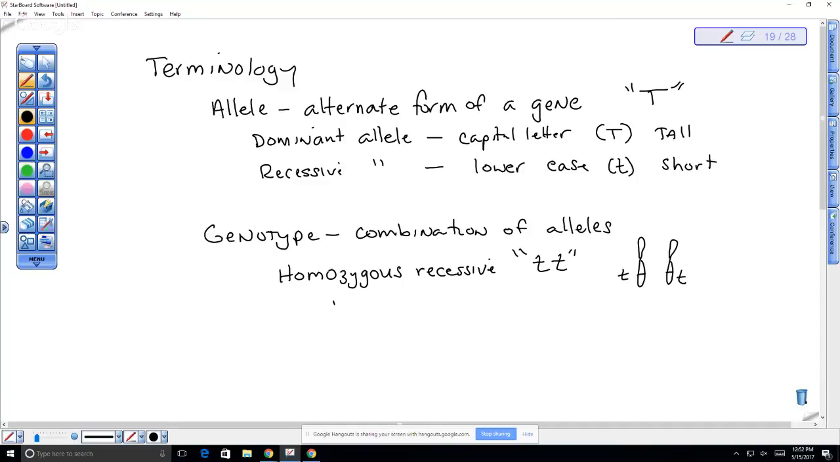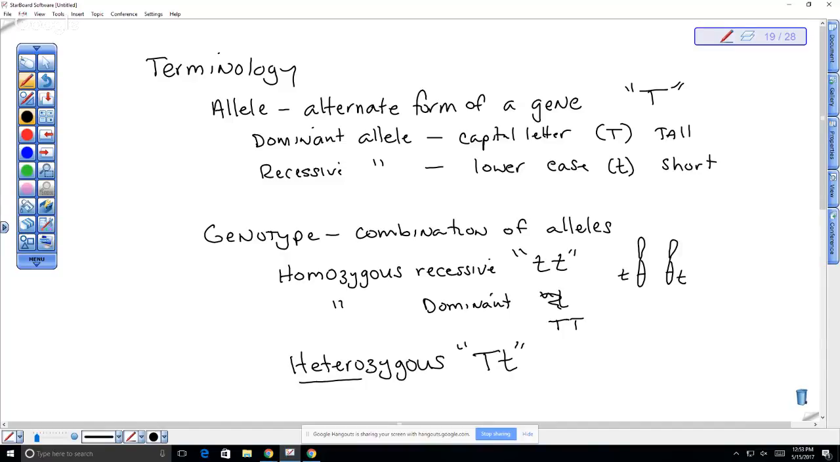We could also have homozygous dominant, and that would be big T, big T. And then if they are one of each, does anybody know what that's called? Heterozygous. Hetero means other, like heterosexual, male and a female, so you have one of each. You have a big T and a little t. Okay, so that is heterozygous. So those are the genotypes.